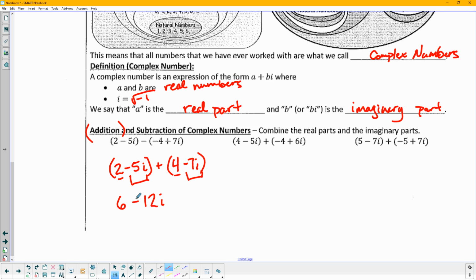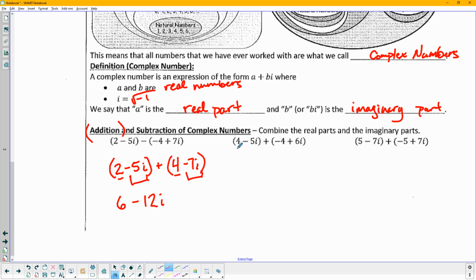Now, of course, you could think about factoring out. I mean, these are both multiples of 6. You could factor out 6. That's not going to do us much good. We want to know the actual value of this. So we like to see it as 6 minus 12i.